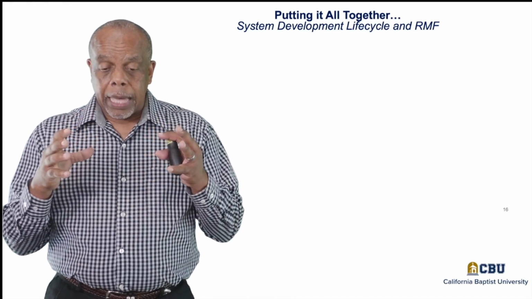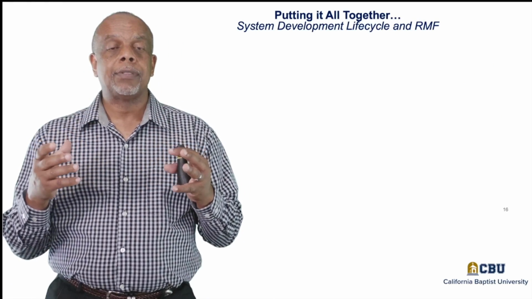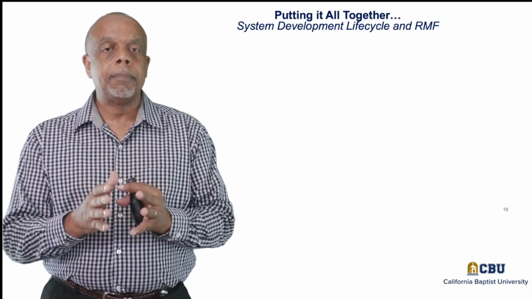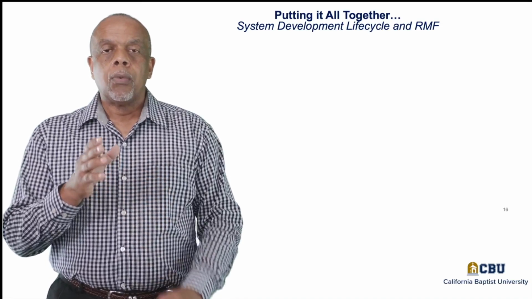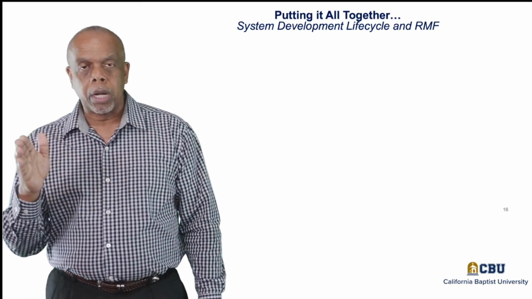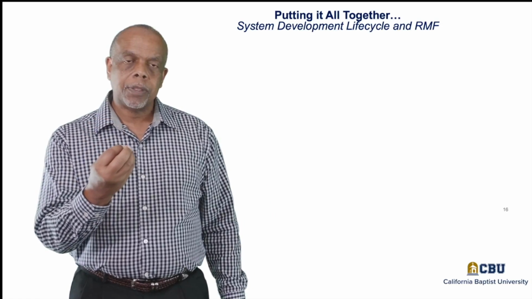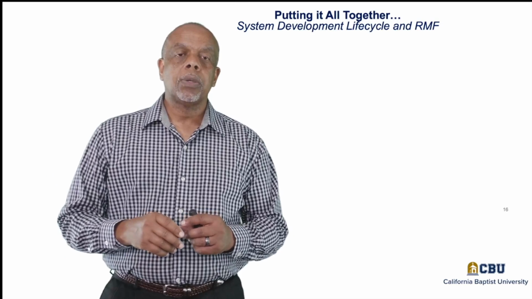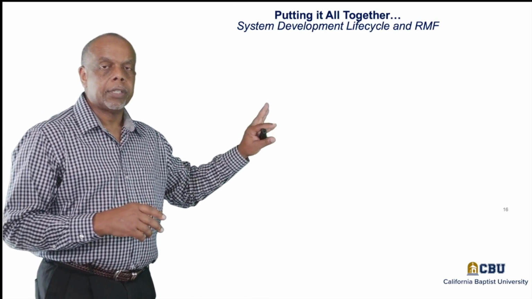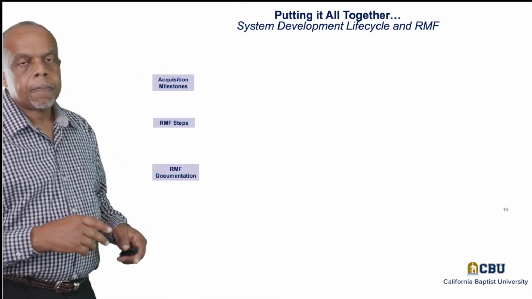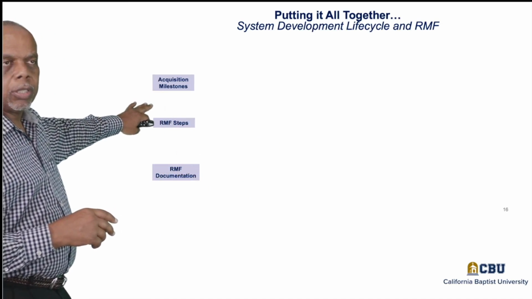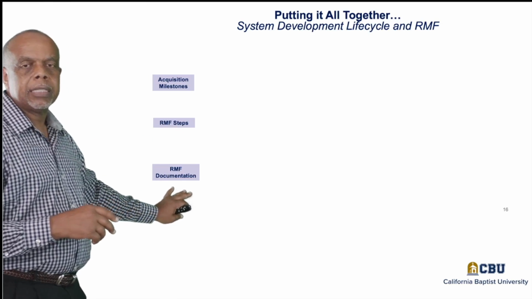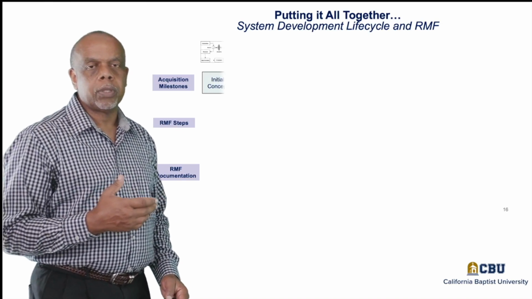All right, so now let's bring this all together. I try to bring this together from a system development lifecycle model. Because no matter what, if it's your business, company, or organization, you're there to produce a product. You're taking something from concept development all the way to production and sustainment. So that's what I'm trying to address here: how do we bring these pieces together, whether we're talking about the acquisition side of it, the milestones, our risk management framework steps, and then the documentation that we need within that framework.